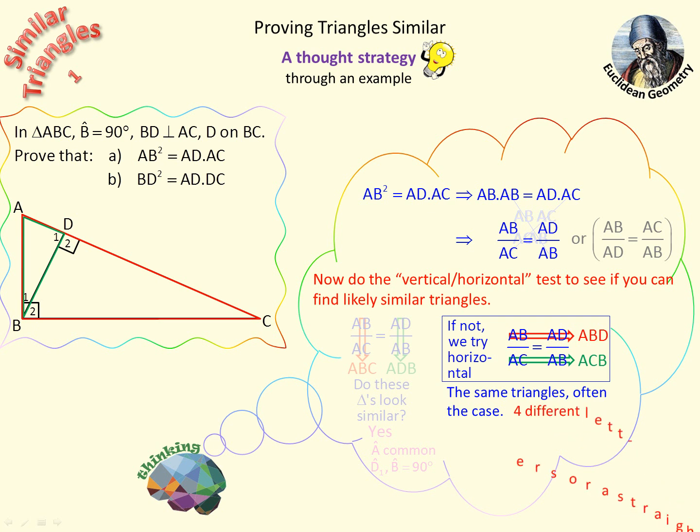But sometimes it gives you 4 different letters or a straight line, which could mean proportional intercept theorem. So keep a watch on that, be sharp on that. And if you find that horizontal or vertical doesn't work and you try the other one and you get 4 letters and then a straight line as your 2 options, it is probably proportional intercept theorem, not similar triangles.